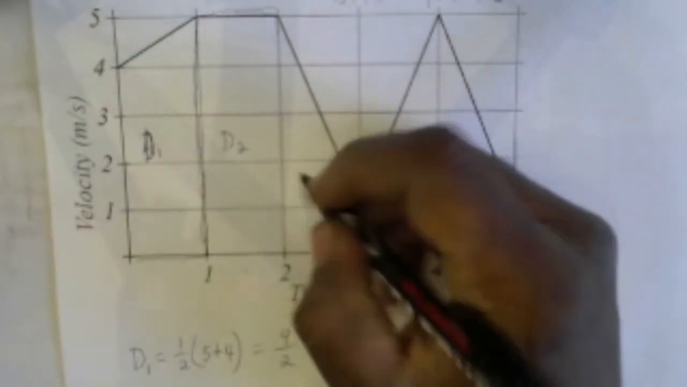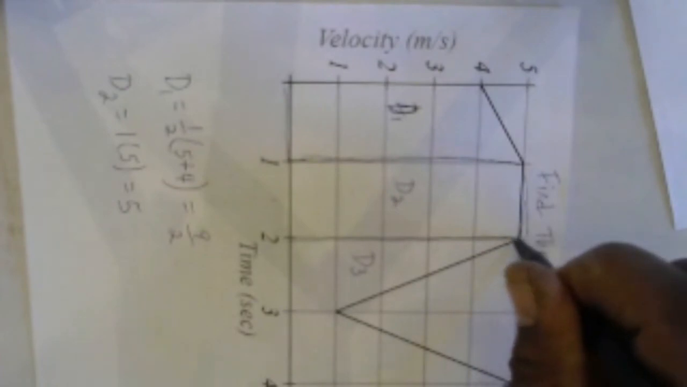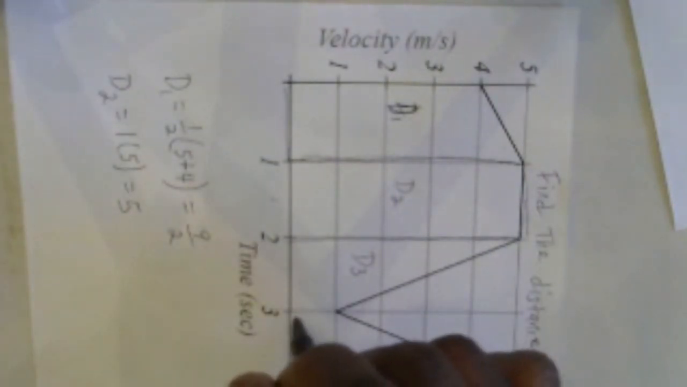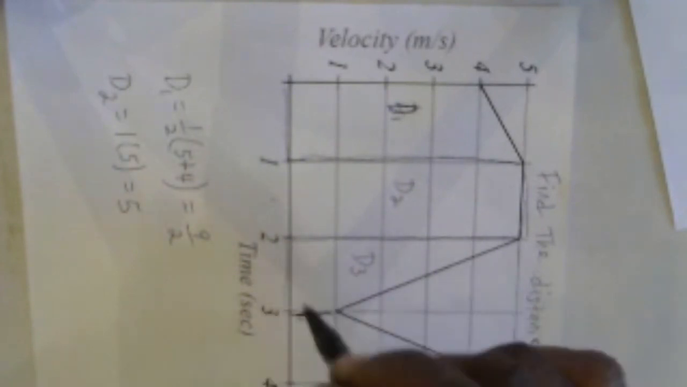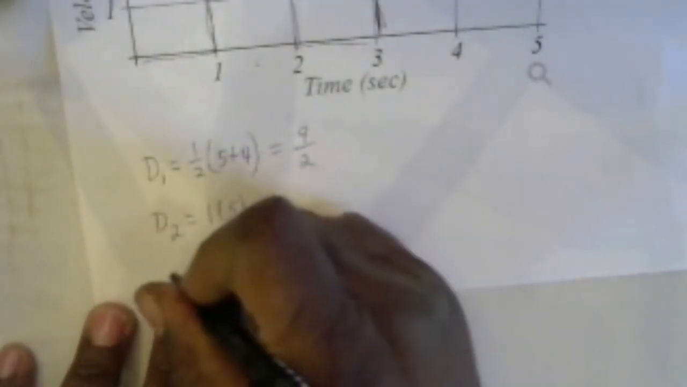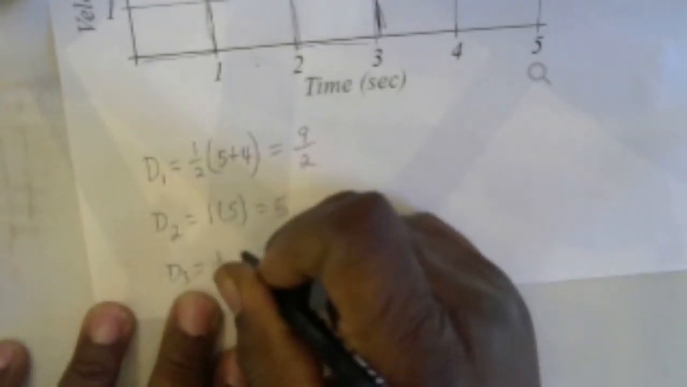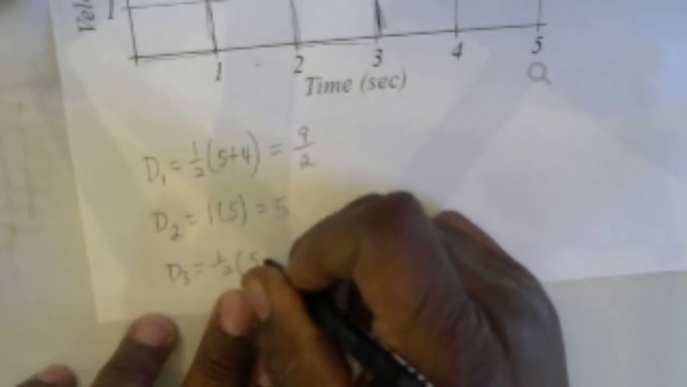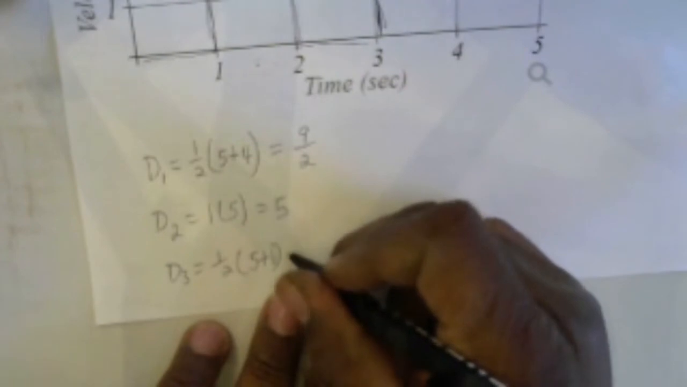For my third distance, if I turn this on its side, notice that this is a trapezoid. I have 2 parallel sides. So my big base is 5. My little base is 1. And the height is still 1. So for that third distance, it is 1/2 times 5 plus 1 times the height, which is 1. So that's going to give us 3.